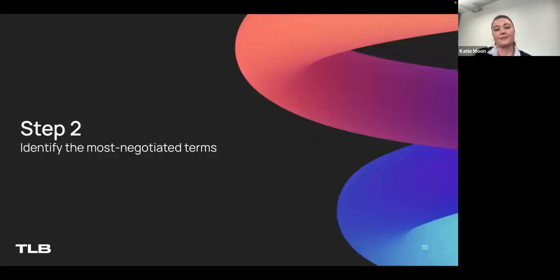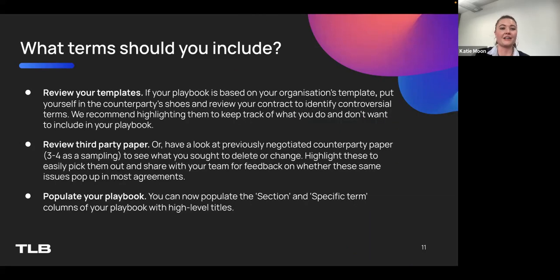So the next step is going to be identifying the most negotiated terms within that contract that you've identified needs a playbook. So when you're figuring out what terms to include, if the playbook takes into account your own company's templates, you want to put yourself basically in the counterparty's shoes and review your contracts to identify the most controversial terms. I recommend highlighting them to keep track of what you do and don't want to include in your playbook, especially if you have a 60-page contract that you're trying to build out a playbook for.